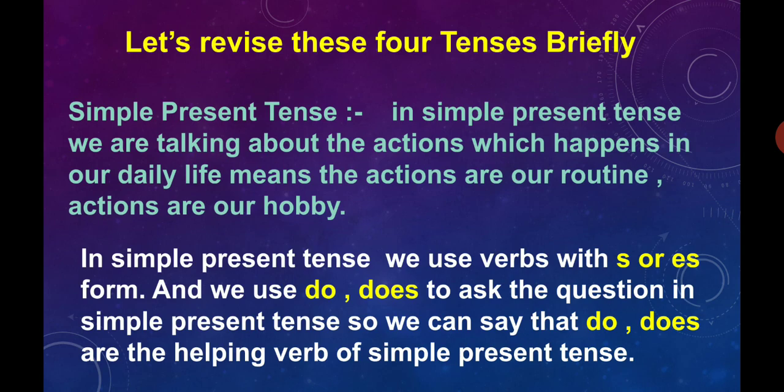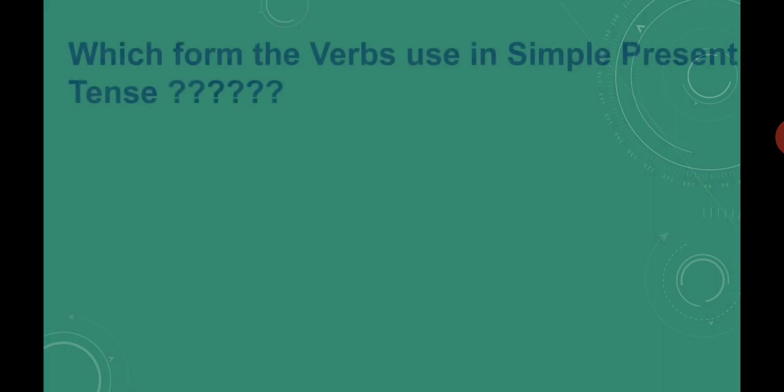Let's see. In simple present tense, we use the verb with S/ES form, and we use do/does to ask the question in simple present tense. So we can say that do and does are the helping verbs of simple present tense. So what are the helping verbs of simple present tense? Do and does, right? And which form of verbs do we use in simple present tense?